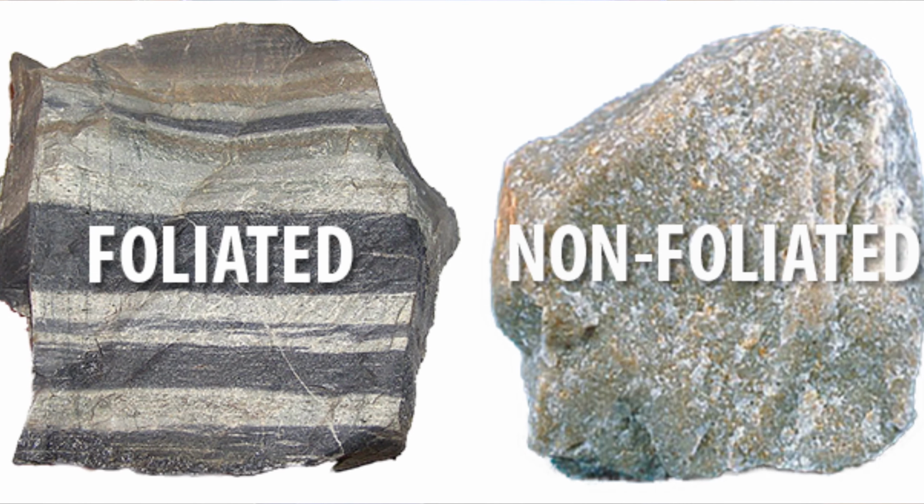When we talk about the two categories of metamorphic rocks, it's either going to be foliated or non-foliated metamorphic rocks. And foliation is really just color banding or layering that happens in a metamorphic rock. Non-foliated means there's no color banding, no layering, and we're going to see examples of both.